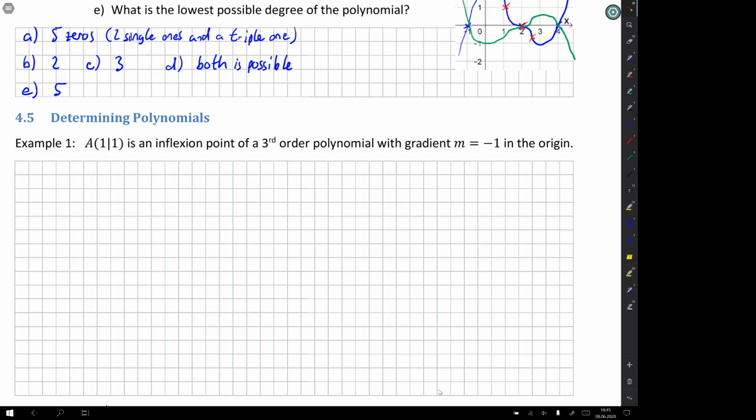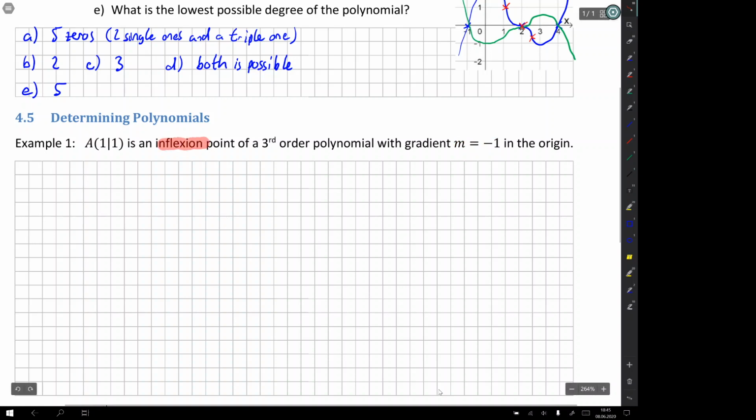In this section, we're given polynomials by their properties and we want to find the equation of the polynomial. Let us look at example 1. We're given a third order polynomial and we know that the point (1, 1) is an inflection point of it, and we know that it passes through the origin and there it has gradient m equals -1.